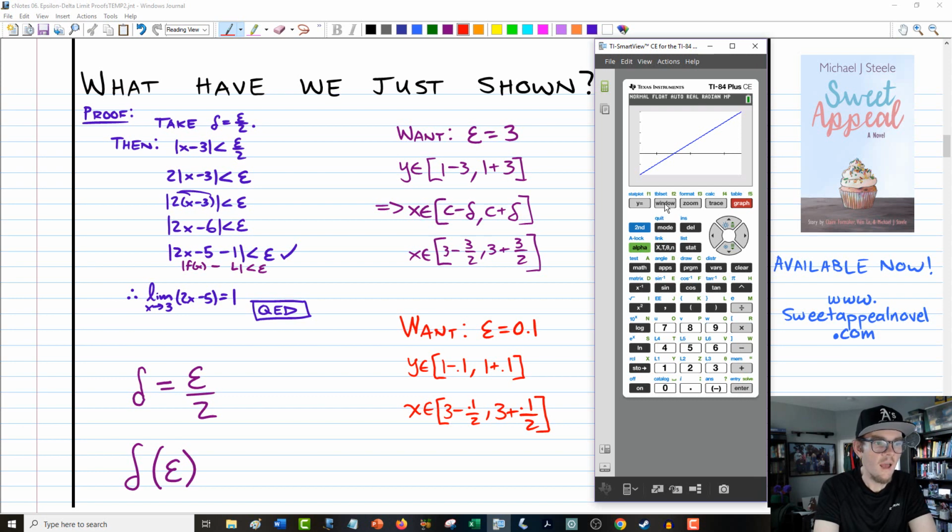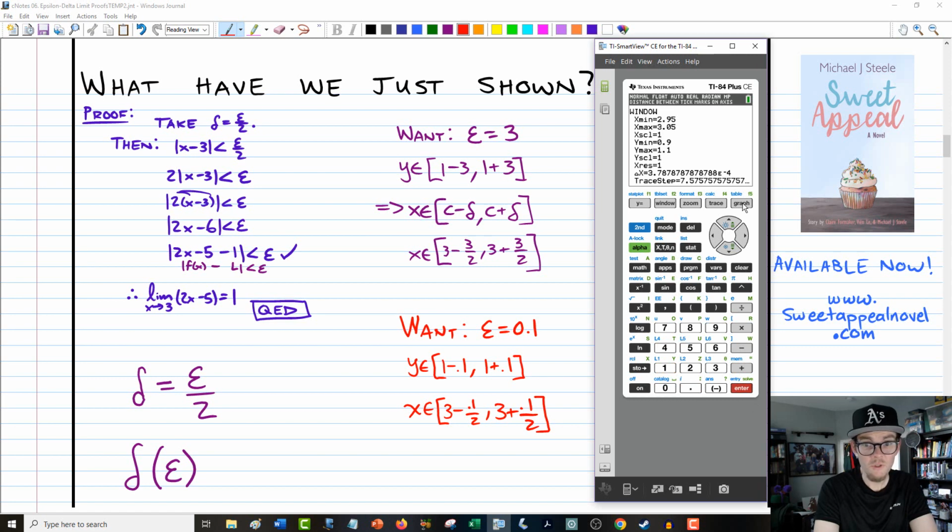So we should see all the values because we're sufficiently close. So once again, I'm going to go to my window. In this case, I'm going to change it now. I'm going to do 1 minus 0.1. Oh, no, sorry, this is x values. I apologize. Did this backwards. 3 minus 0.1 over 2. And then 3 plus 0.1 divided by 2. In the y direction, we're going to go 1 minus 0.1. And on the other one, 1 plus 0.1.